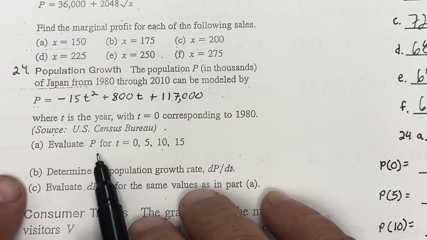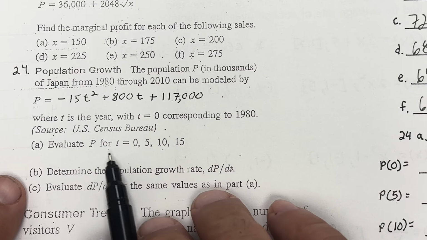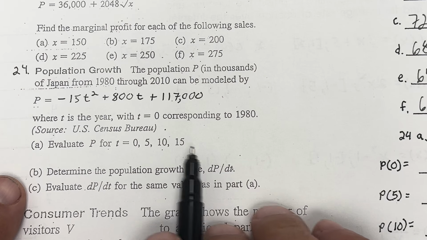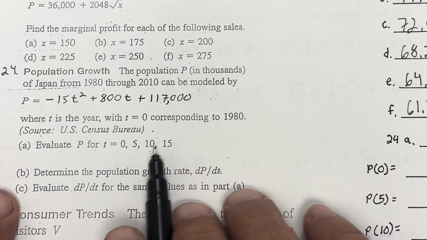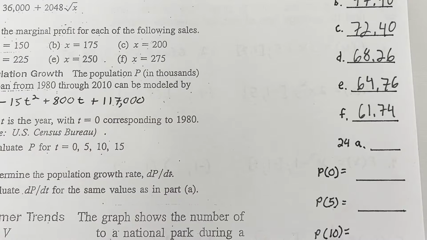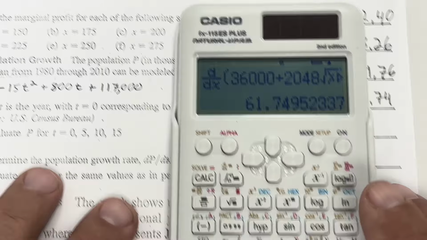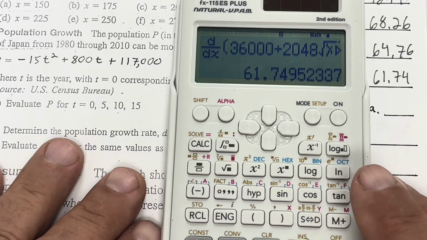For 24, we want to evaluate P for T equals 0, 5, 10, and 15. So this one here, because it's not a marginal yet, we're just going to plug 0, 5, 10, and 15 in that equation. Again, there's a shortcut on the calculator. This time we're going to use the table function, and that's mode 7.